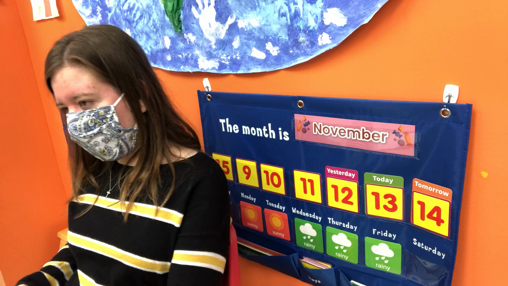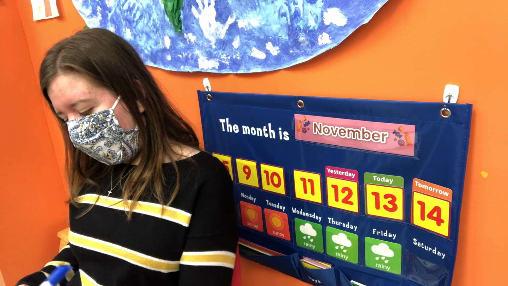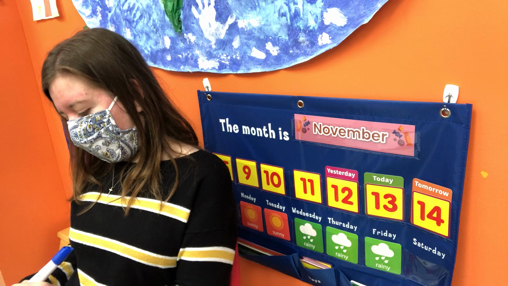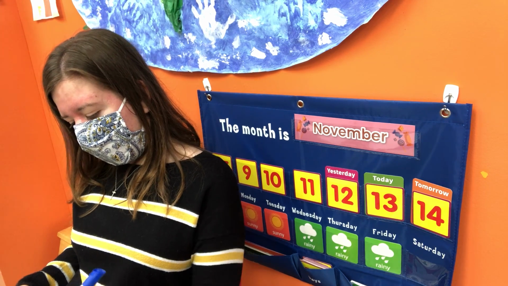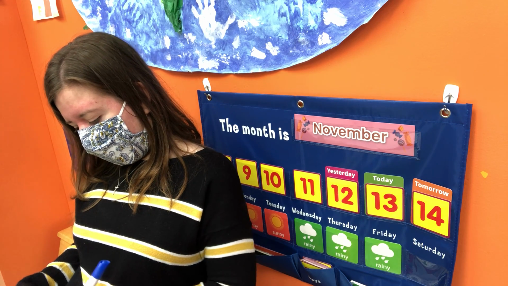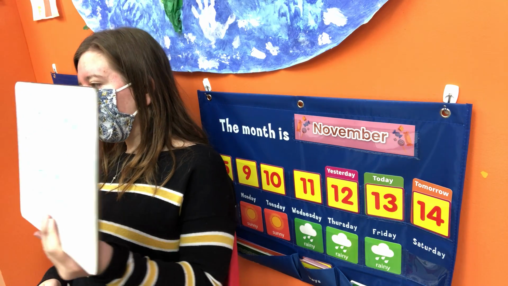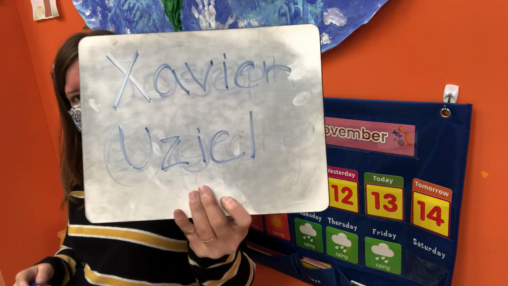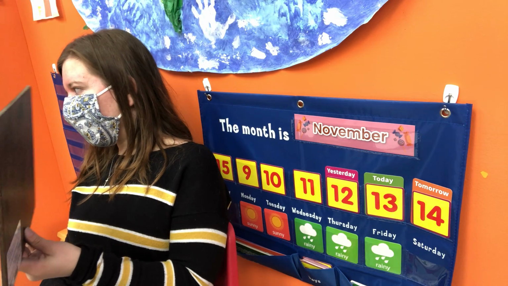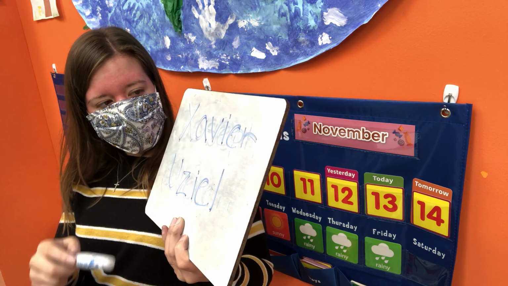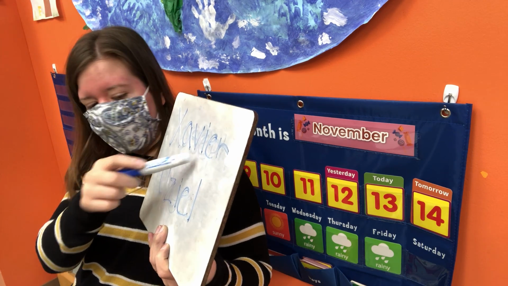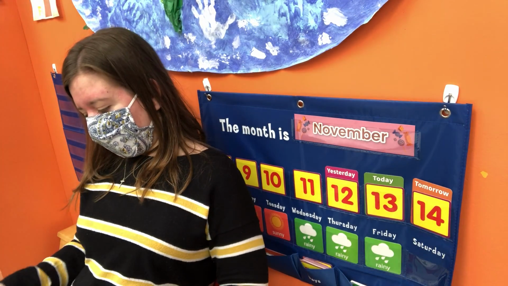Let's see. Which two friends did I write? Which names are here? Xavier and Uziel. Good. So what letters are the same? They both have an I. Yes. My I over here. Is this an I? Yes. And is this an I? Yes, so they both have an I.